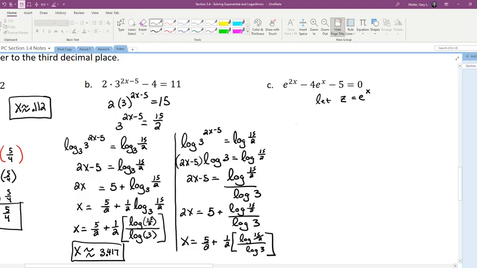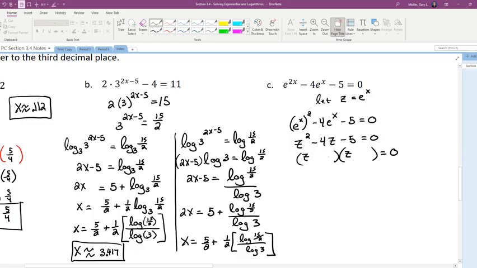Well, e to the 2x could mean e to the x, the quantity squared, because power to a power we multiply and we'd have 2x, minus 4e to the x minus 5 equals 0. Now, if I do my substitution, e to the x becomes z, so we have z squared minus 4 times z minus 5 equals 0. And this, of course, is a quadratic. And so I'm going to factor my quadratic to solve it.